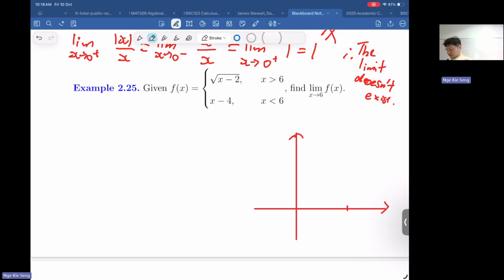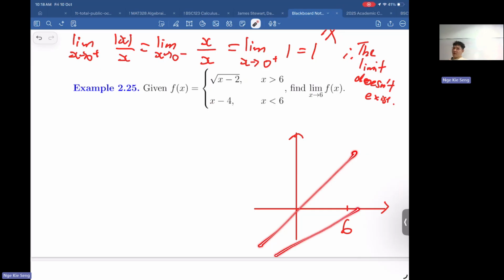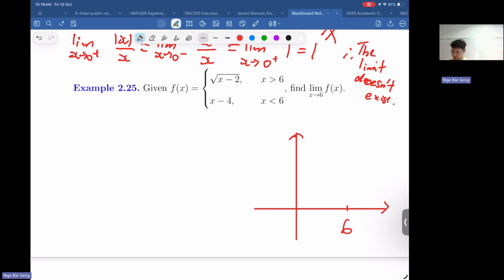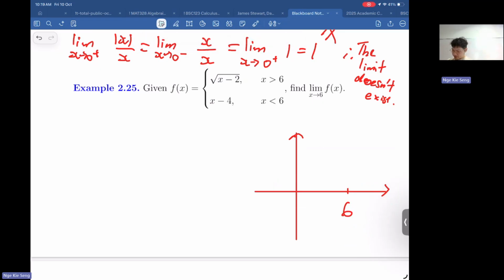So let's pick the stick here. When x is less than 6, you use x minus 4. Basically, the basic shape is the linear y equals x, and then you move down by 4. So where's the y-intercept? When x equals 0, which is negative 4. So somewhere like here, and then you draw it up. Something like that. We don't know what happened at 6. We will try and figure it out.